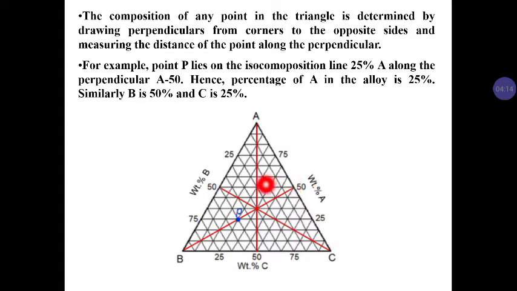To calculate the composition, the composition of any point in the triangle is determined by drawing perpendiculars from the corners to the opposite sides and measuring the distance of the point along the perpendicular. From this corner we draw a perpendicular to the opposite side, similarly from the B corner to the opposite side, and similarly from the C corner to the opposite side. Now let me give an example of how to calculate the composition within the triangle.